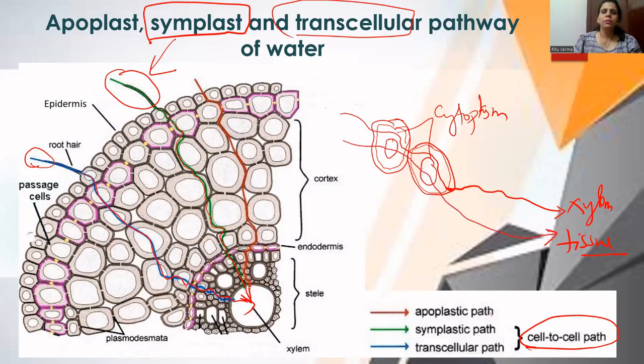So these were the three pathways taken by the water in order to reach from the root hair cells to the xylem. Only this much in this video.